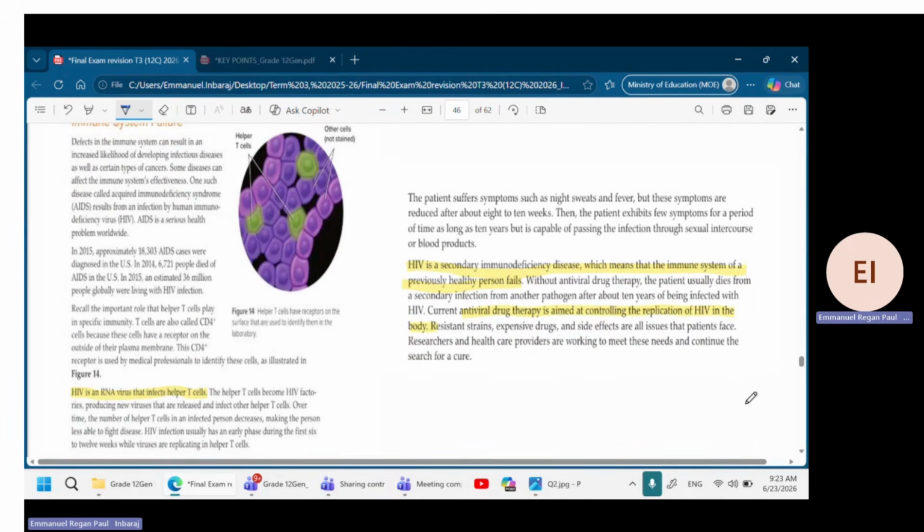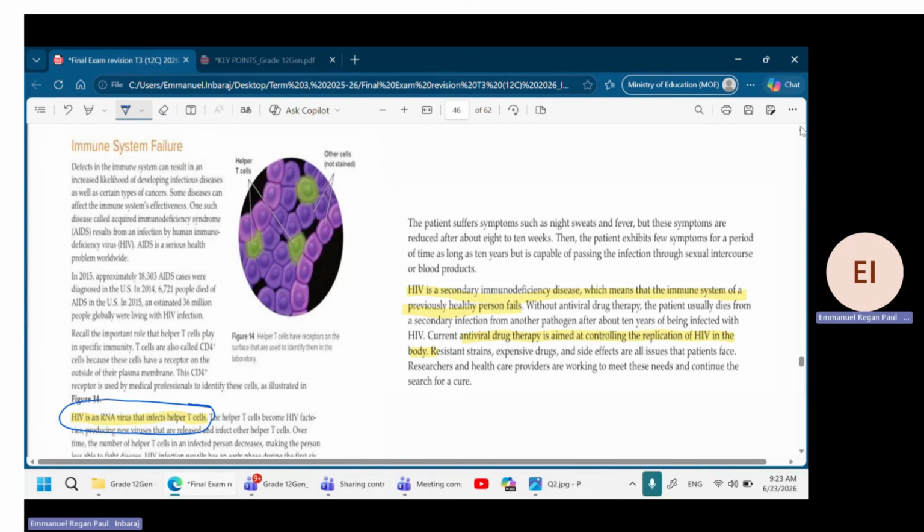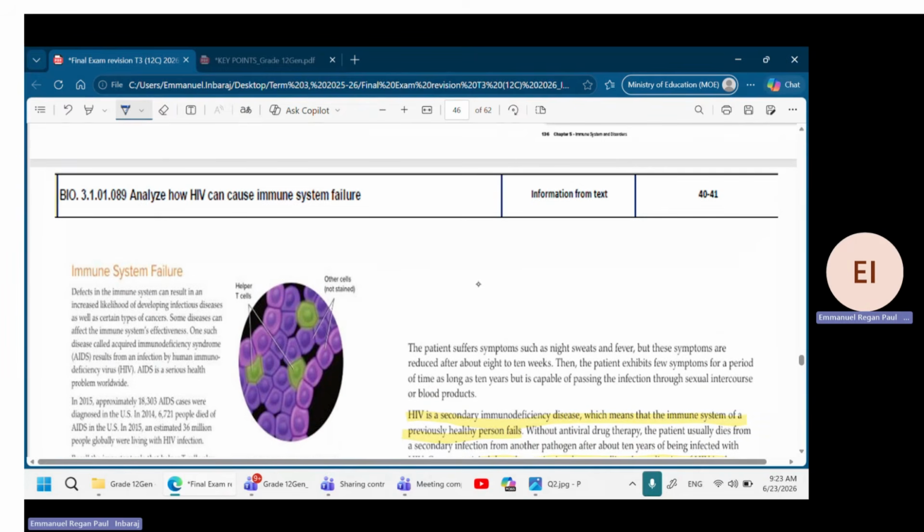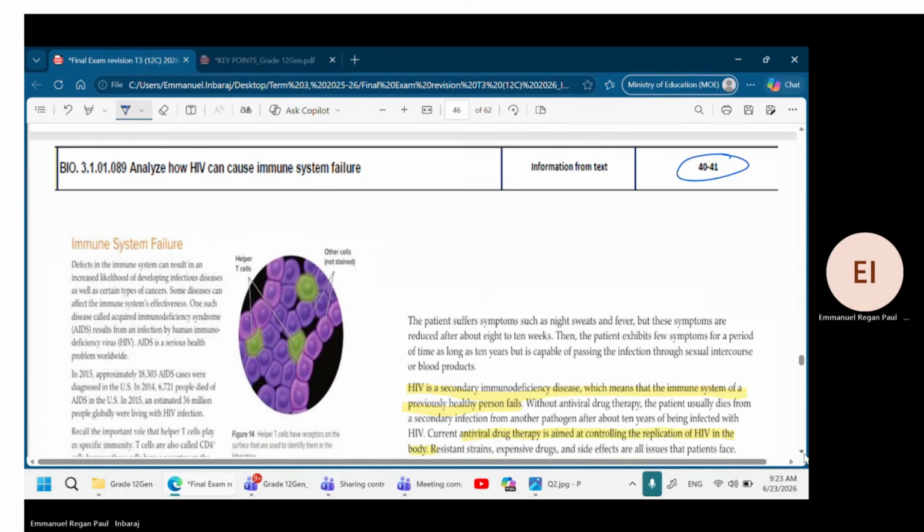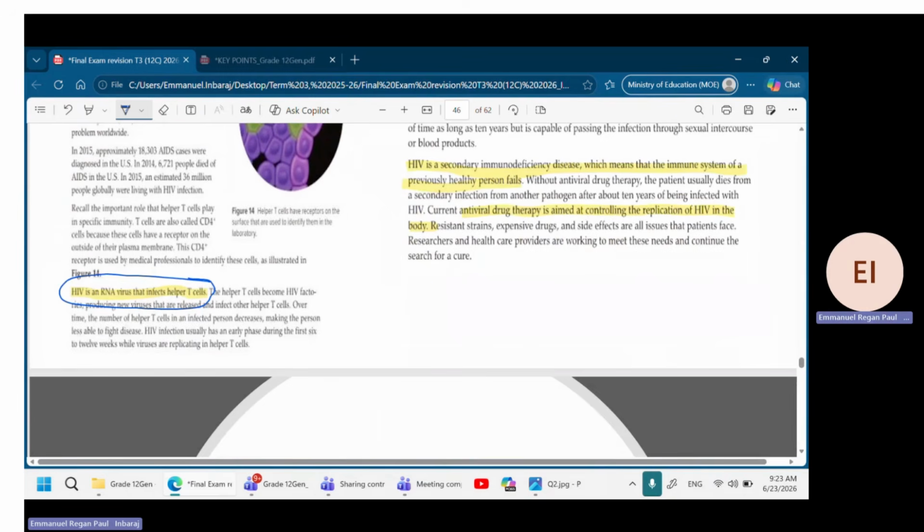Yes, 41. So whatever I highlighted here, you need to know. So here what you're learning is about HIV. HIV is an RNA virus that infects helper T cells. So I'm telling you from page number 40 and 41. Okay. So HIV is a virus. What does it do? It will infect the helper T cells.